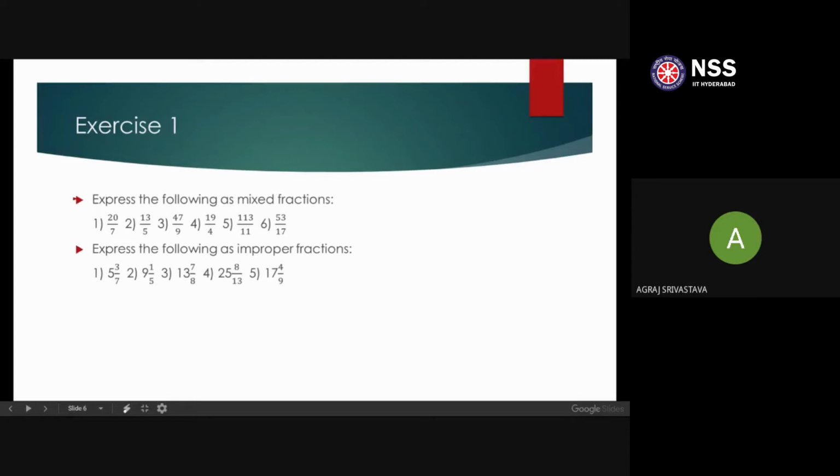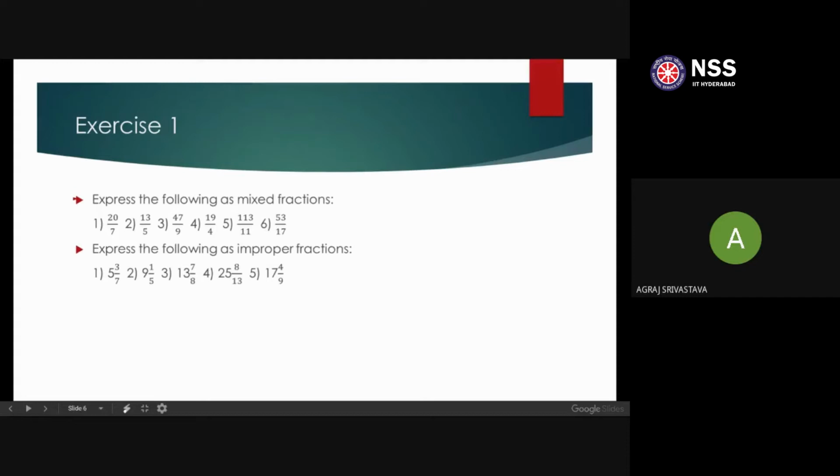For expressing a mixed fraction as an improper fraction, you multiply the whole number part with the denominator and add it to the remainder, and that becomes the numerator for the improper fraction, and the denominator stays the same. So for 5 3 by 7, we multiply 5 with the denominator, that is 7, which gives us the product 35. And 35 when added to 3 yields 38 by 7. So that's the improper fraction representation.